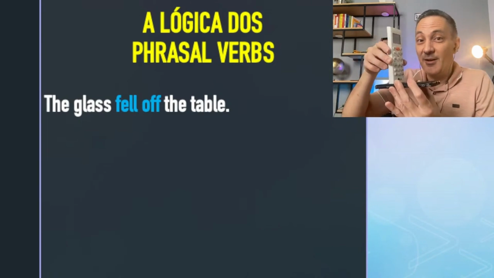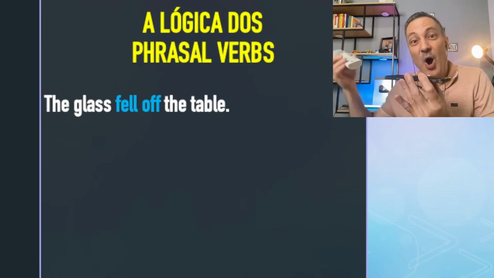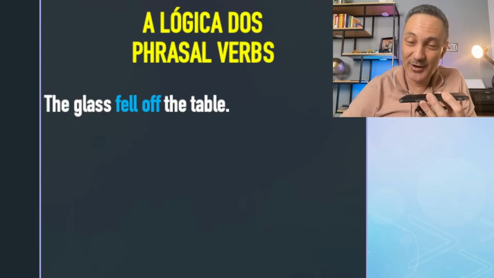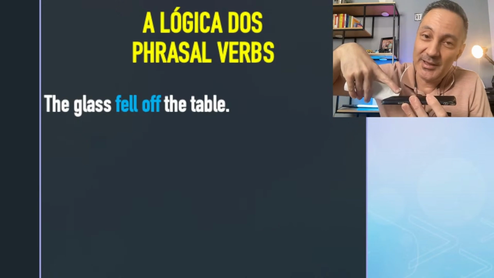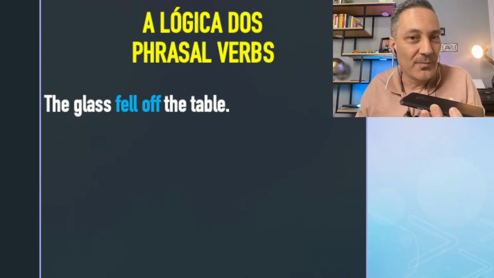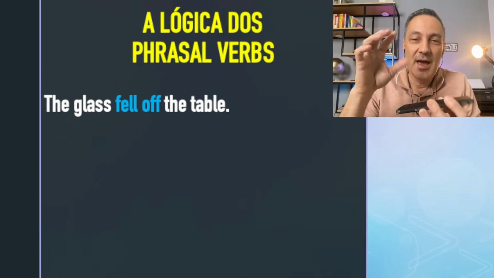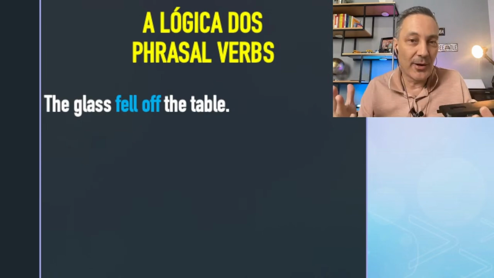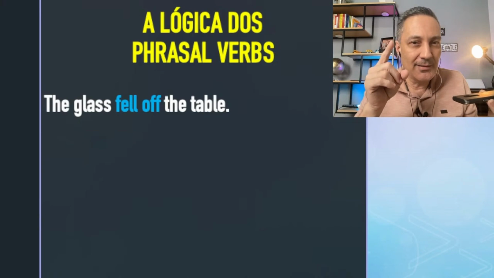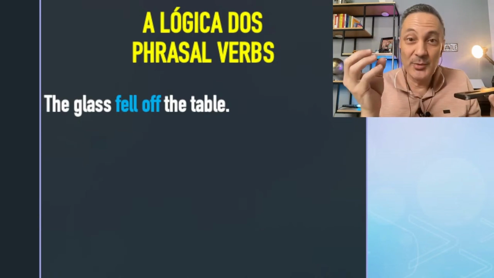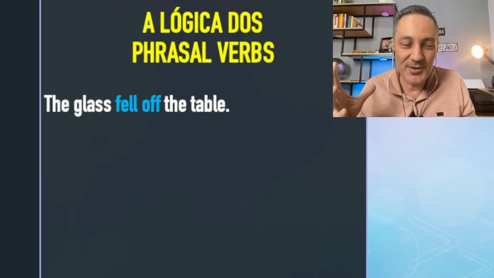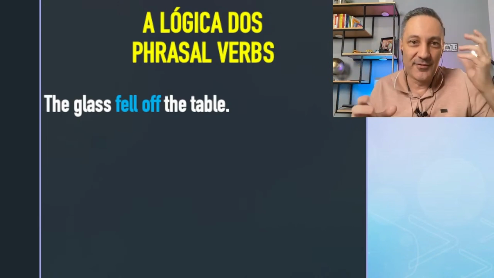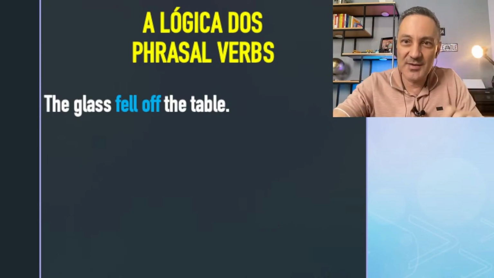The glass fell off the table onto the floor. Okay, so now the glass is on the floor. It's not on the table anymore. It's off the table. You see? So off gives you the idea of not in contact anymore. So keep this idea in mind because this concept will be useful in a lot of situations. You will be able to understand a lot of combinations of verbs with off with this concept.